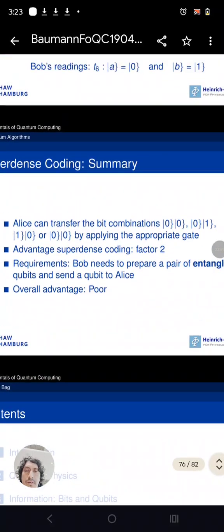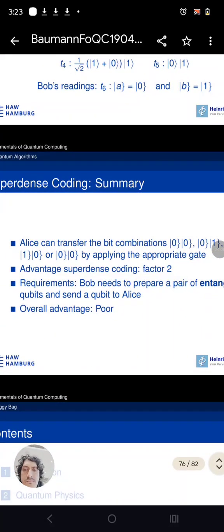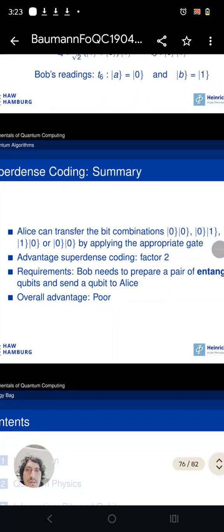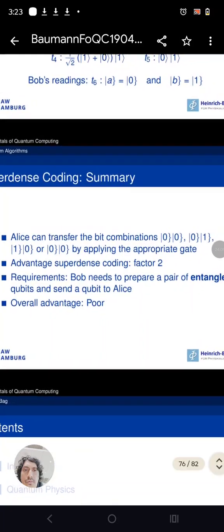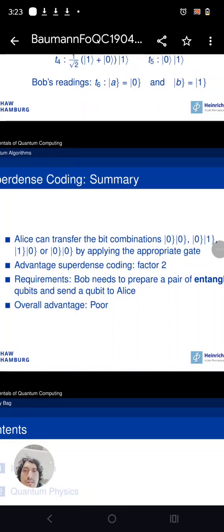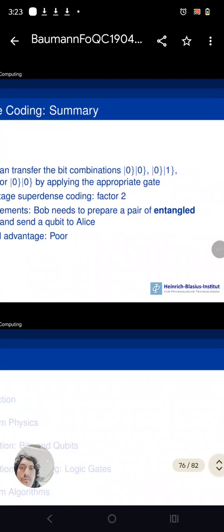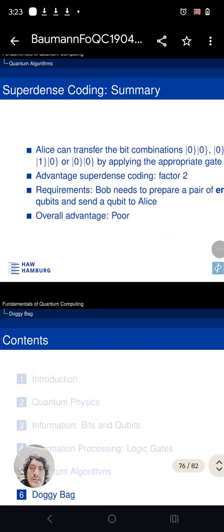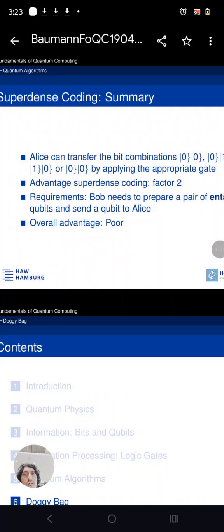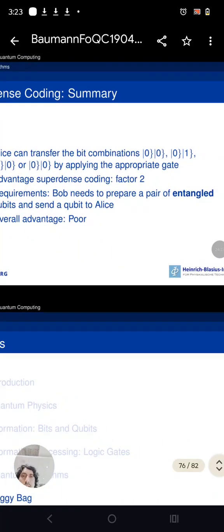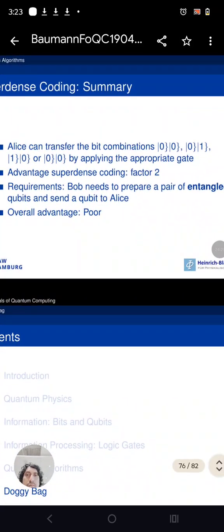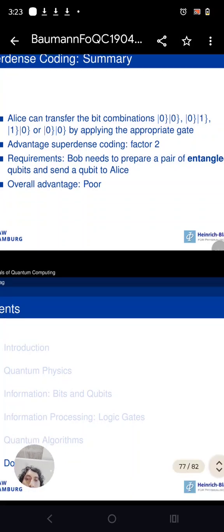So here's a summary of superdense coding. Alice can transfer the bit combinations 00, 01, 10, 11 by applying the appropriate gate. Advantage: superdense coding factor 2. Requirements: Bob needs to prepare a pair of entangled qubits and send a qubit to Alice. Our advantage is poor. So prepare a pair of entangled qubits, send one of the 2 qubits to Alice. But overall the advantage is not that much.